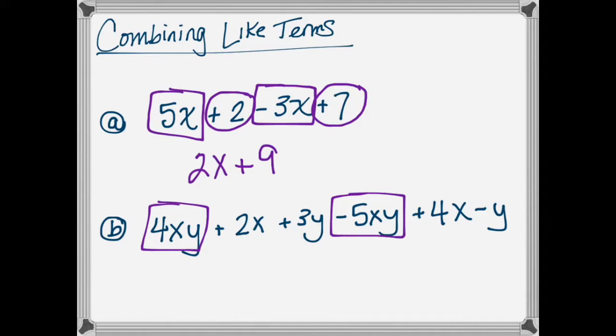So now I'll go back and start again. The next term that doesn't have any shape is going to be positive 2x. I'm going to put that in a circle. And I'll go right down through my problem. 3y is not going to get circled, but positive 4x is, because that is going to be a like term. Both of them have an x.